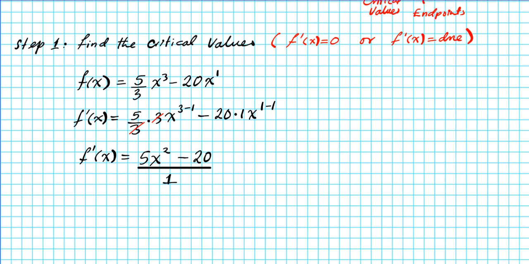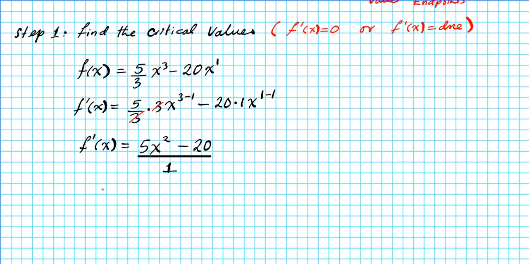So we are going to find out where f prime of x is equal to 0 and where it does not exist. Now let's think about this for a second. Well, I'll talk about that later. Let's look for f prime of x equals 0 first, okay?